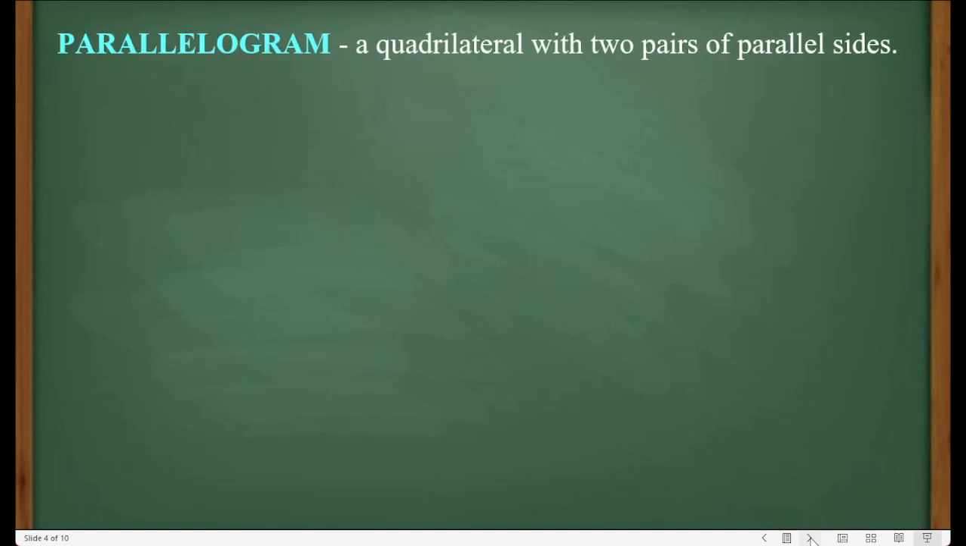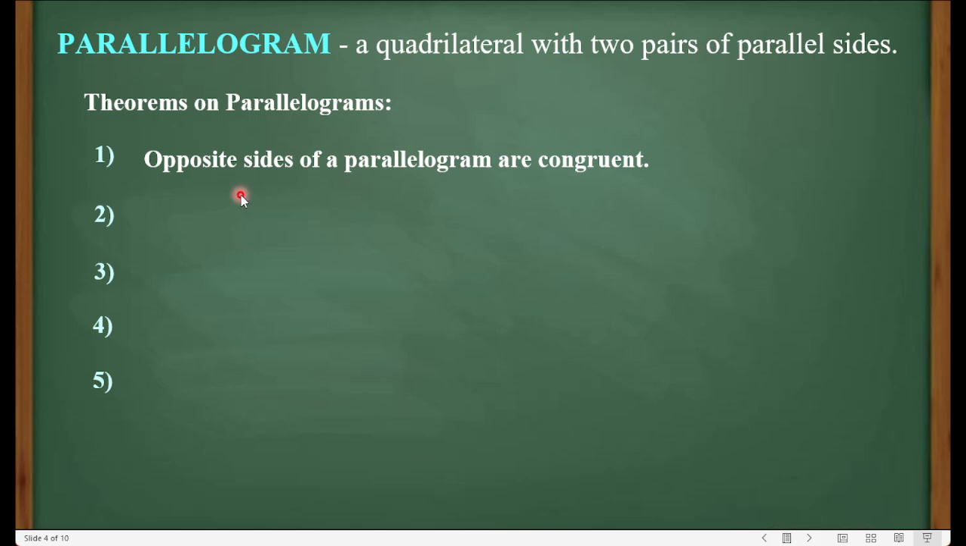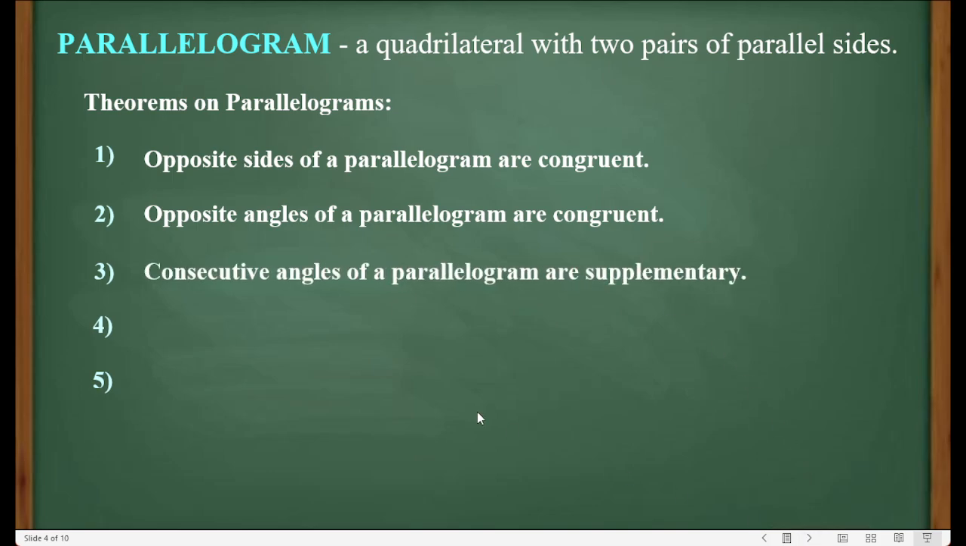So we go back to the definition of a parallelogram. It is a quadrilateral with two pairs of parallel sides. And let us now consider the following theorems on parallelograms. These theorems are actually properties of such quadrilateral. Okay? And what are these theorems or properties? First one is, opposite sides of a parallelogram are congruent. Second, opposite angles of a parallelogram are congruent. Third, consecutive angles of a parallelogram are supplementary.